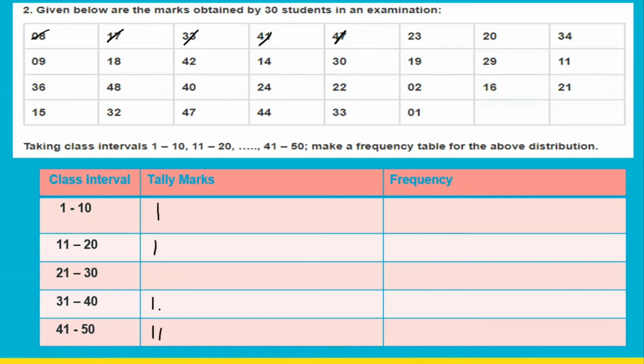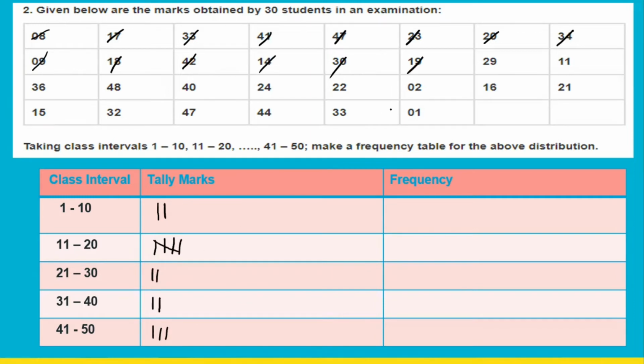47 will go in this group, 41 to 50. 23 goes in 21 to 30. 20 goes in 11 to 20. 34 will go in 31 to 40. 9 goes in 1 to 10. 18 goes in 11 to 20. 42 goes in 41 to 50. 14 goes in 11 to 20. 30 will go in 21 to 30. 19 goes in 11 to 20.